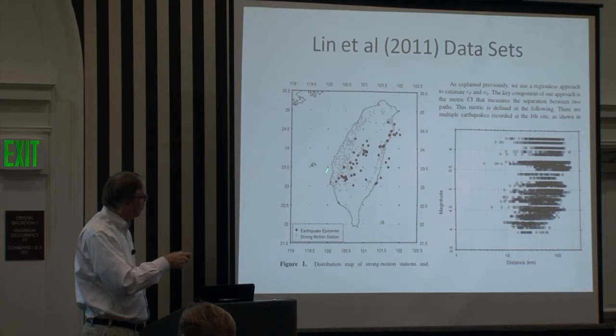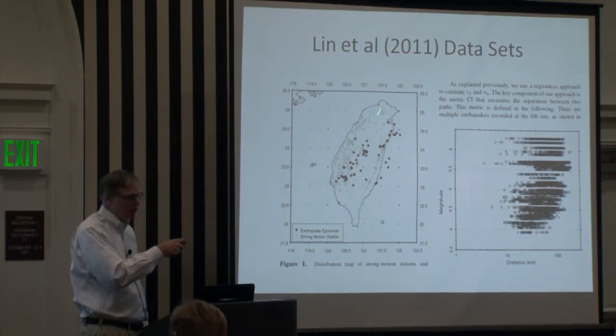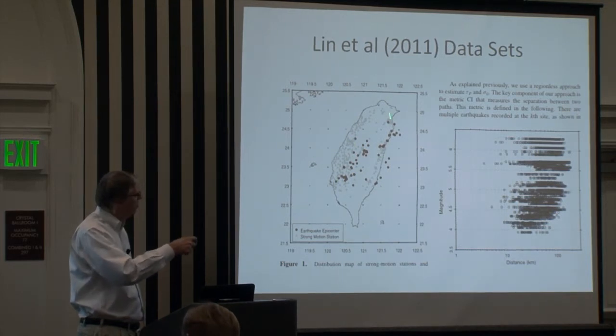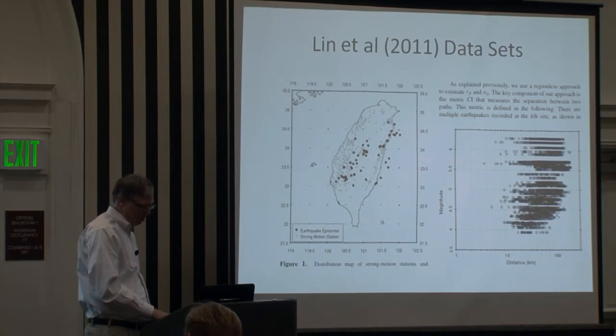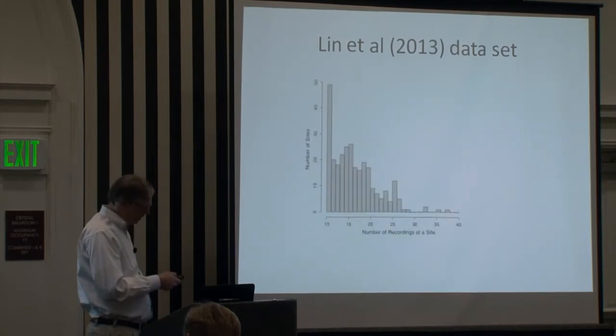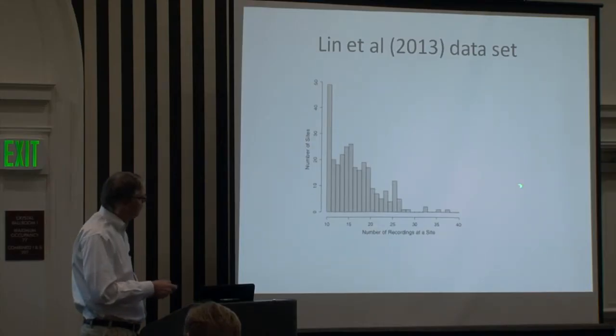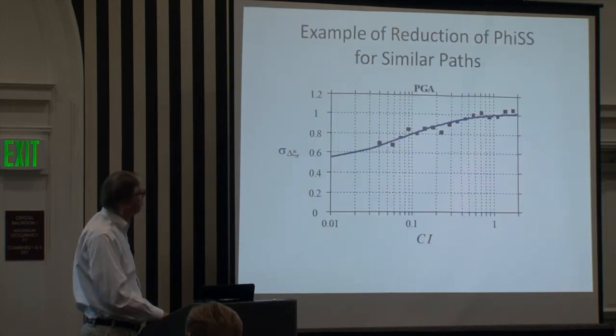So what we were just talking about, most of the stations are on this side. So we may have more limited paths that are sampling this part more than the other paths through the island. For the data set, we restricted it to at least 10 or more recordings per site. So we didn't have to go down to 3 because they had so many earthquakes from the Chi-Chi aftershock sequence, and some of them were up to almost 40 recordings per station.